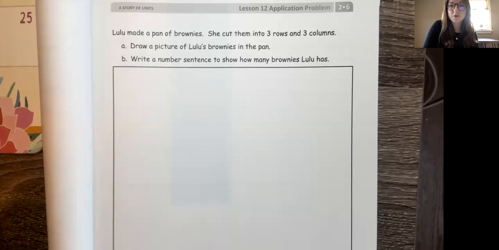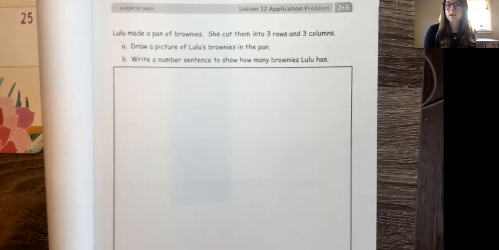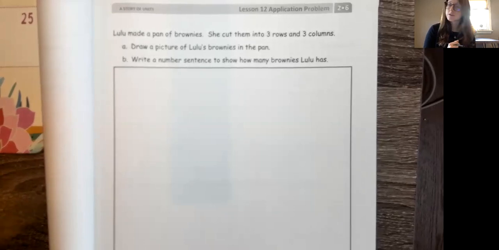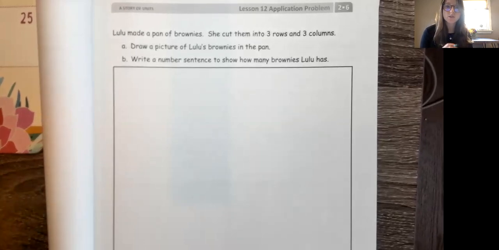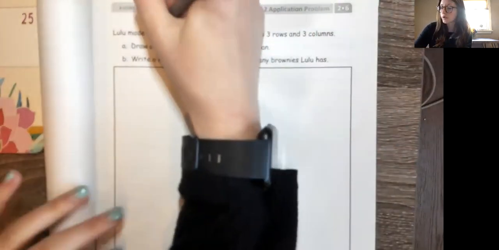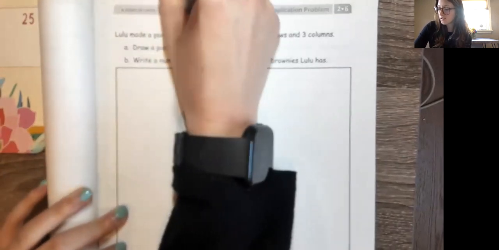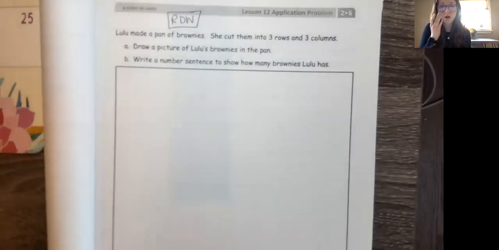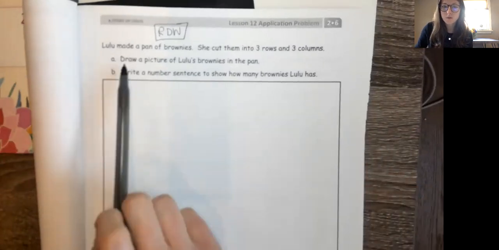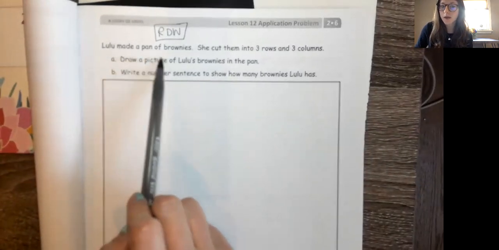Hi friends, I'm going to go over your application problem for today. We're on lesson 12, application problem, which is page 67 in our math workbooks. So remember, we're going to do R, D, W, right? Read, draw, then write. So my problem for today says, Lulu made a pan of brownies.